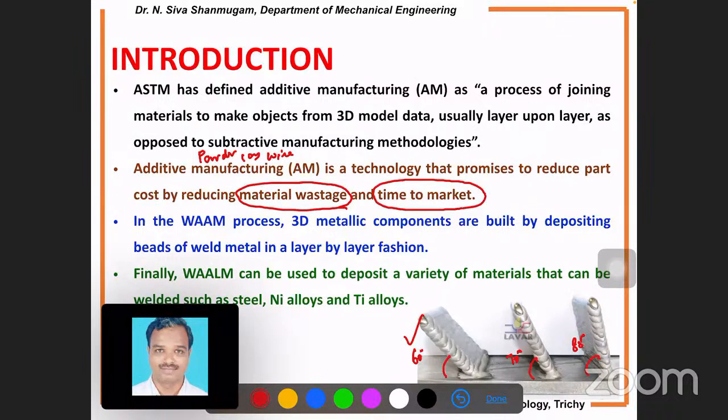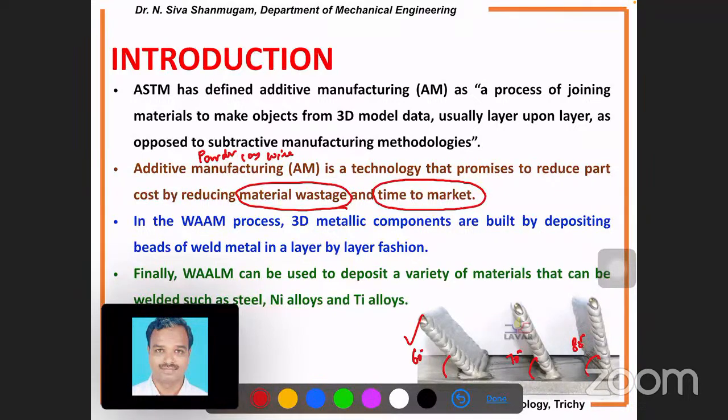It may be a plasma torch fitted with a cold wire or a hot wire, a TIG welding machine with a hot wire, electron beam welding with wire, laser beam welding with filler wire, or a normal conventional MIG welding machine. In such cases, you can tilt it. You can orient the torch. You can go for a 2G position, 3G position, and you can build the material. That is the beauty of this process.